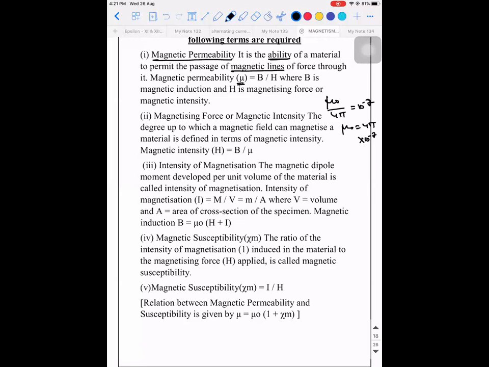We already know this, right? What does this mu naught stand for? It is the permeability of free space or vacuum. But when I'm talking about only mu, don't get confused between mu naught and mu. In physics, wherever you use a zero as a suffix, that is mainly used for vacuum or air. Here magnetic permeability mu is given as B divided by H, where B is called the magnetic induction and H is called the magnetizing force or magnetic intensity. Please make a note of it. Write down the formula.